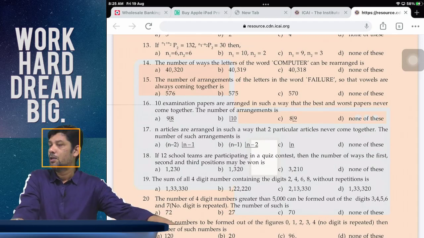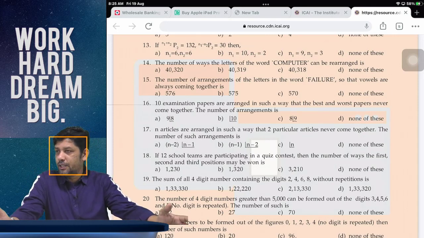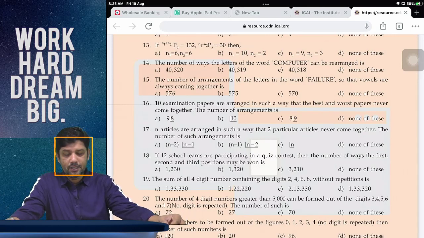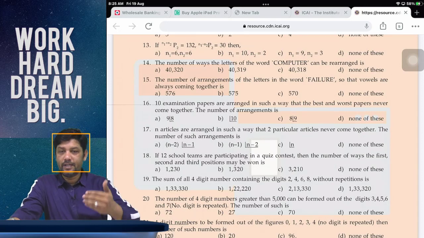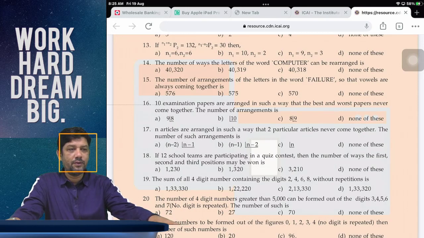Fine. So welcome back. We did permutation, and the first session got over. Now permutation second session, and whatever we discussed in the last session, we will revise. Small revision, small recap. After that we will proceed.